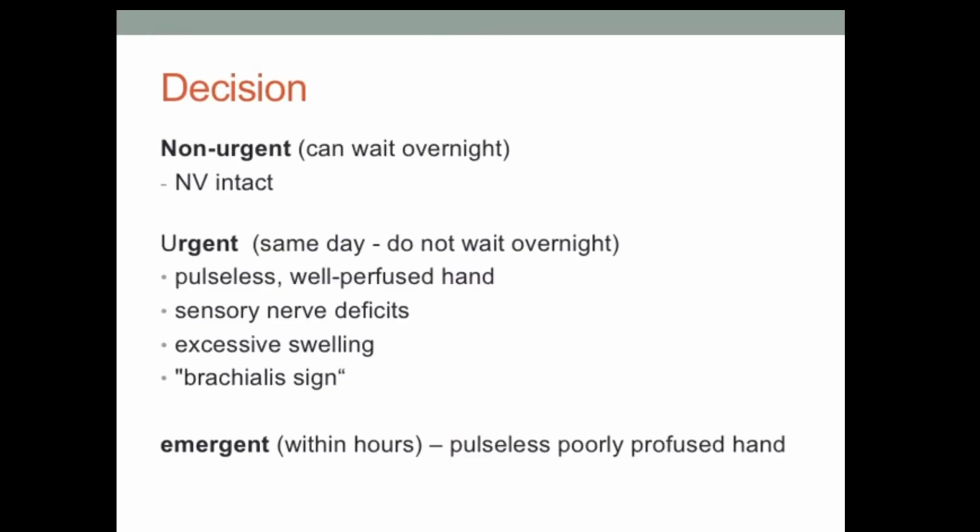And then the area that is slightly more controversial are those that fall into the urgent camp. And as per the BOAST, the British Orthopaedic Association Standards of Trauma Guidelines on supracondylar fracture, these shouldn't wait overnight. And the ones that fall into this group are those that have sensory nerve deficits, where there's excessive swelling, or the brachialis sign, which is where the humeral spike has pierced through the brachialis muscle, causing significant bruising over the anterior elbow.